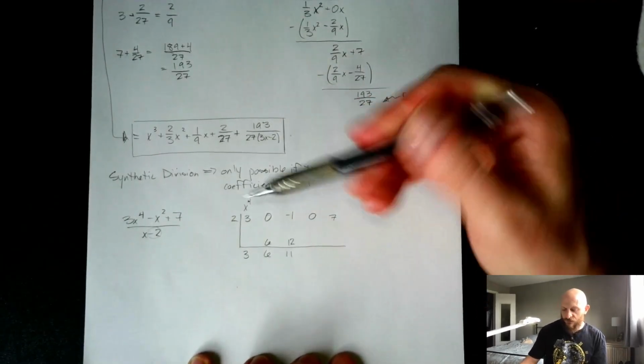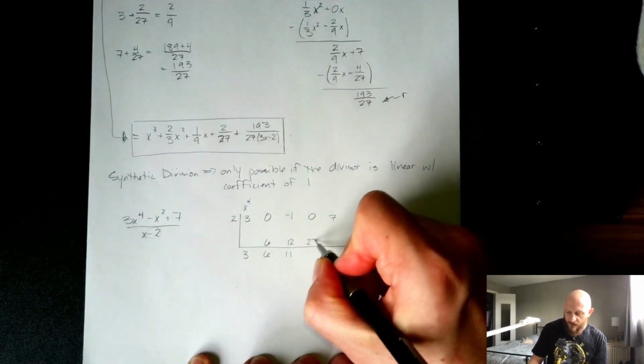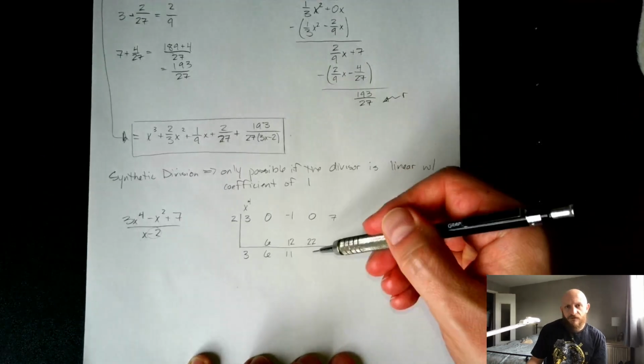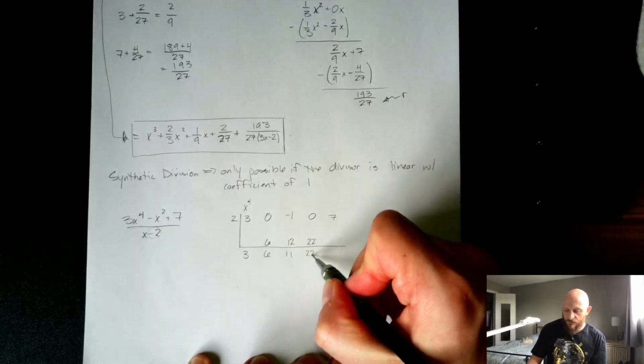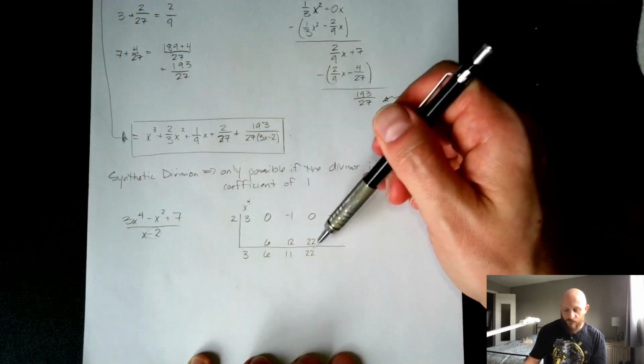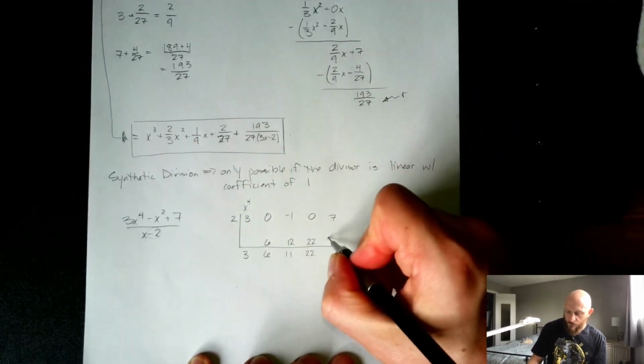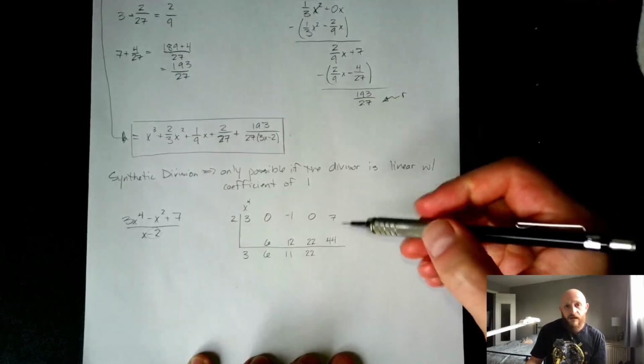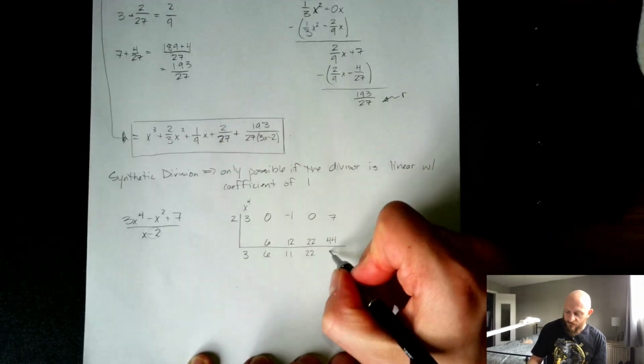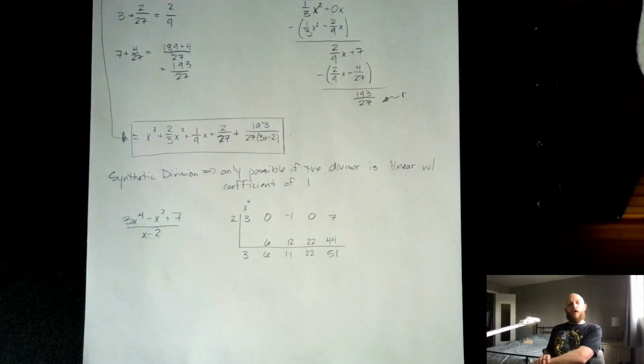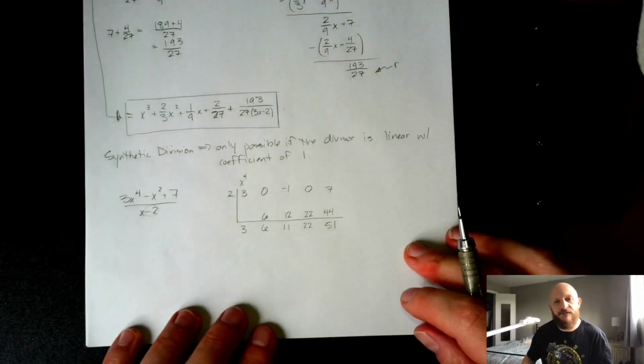2 times 11 is 22, goes inside the box. 0 plus 22, 22. 2 times 22 is 44. 7 plus 44 is 51. Okay, we've finished this, but what does any of this mean?